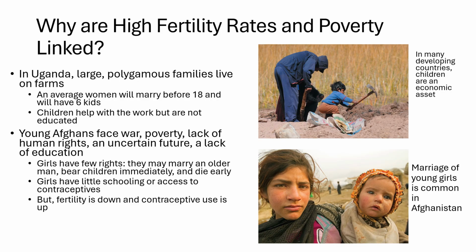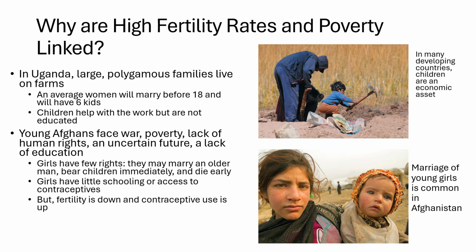Women will marry typically, for example in Uganda, before they are 18 years of age, and they have on average about 6 kids. Those children can help bring income to the family. They do work, and it helps with the family. But when you work very young, you don't have time for education.